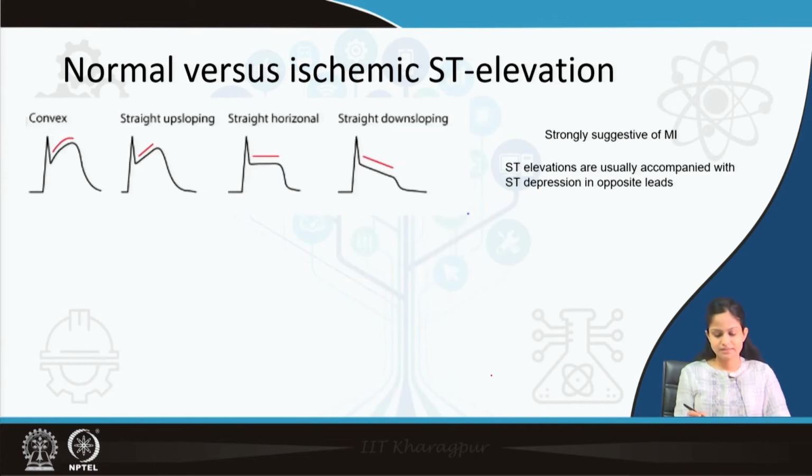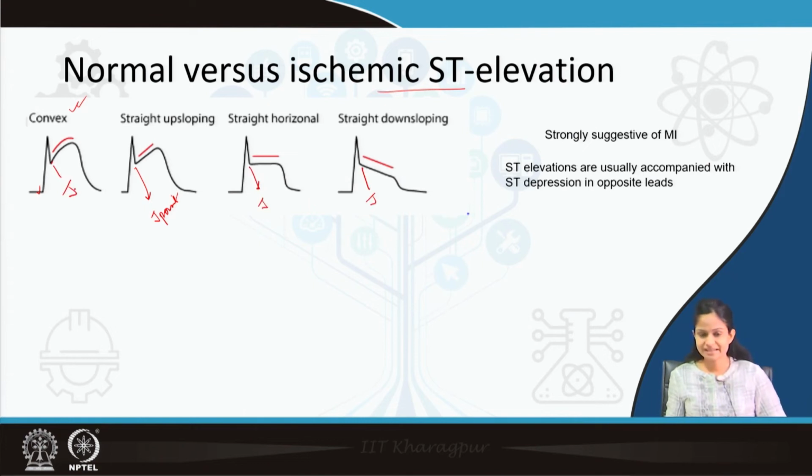Next we see what is normal versus ischemic ST elevation. Whether the ST elevation is convex or not, these are all ST elevations. This is the baseline, and this is the J point. In every case, this is the J point, J point, J point.